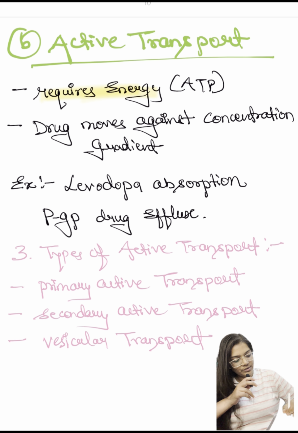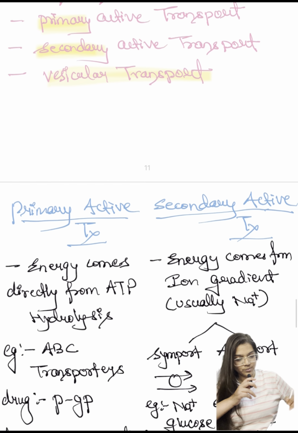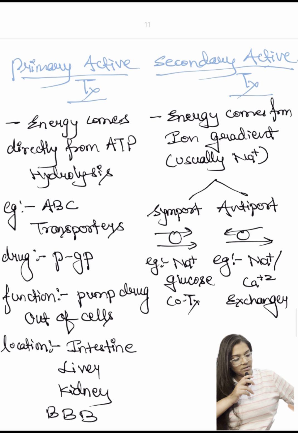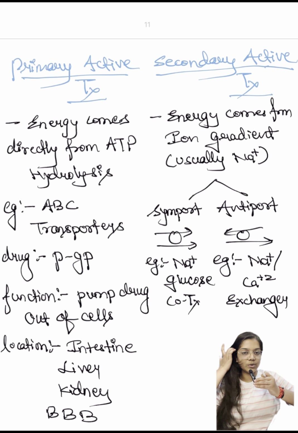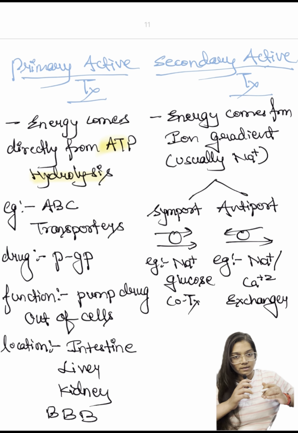Second is active transport, which requires energy definitely, and the drug moves against the concentration gradient. Example is levodopa absorption and P-glycoprotein drug efflux. There are 3 types of active transport. First is primary active transport, second is secondary active transport, and third is vesicular transport. First, we will discuss the difference between primary and secondary active transport. In primary active transport, the energy comes directly from ATP hydrolysis. Directly ATP supplies the energy.